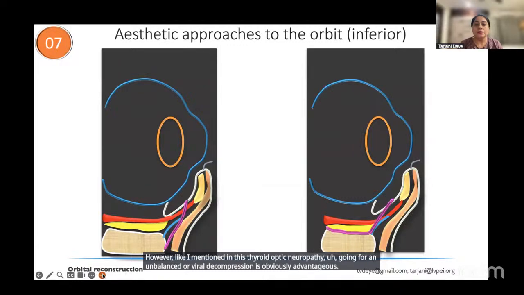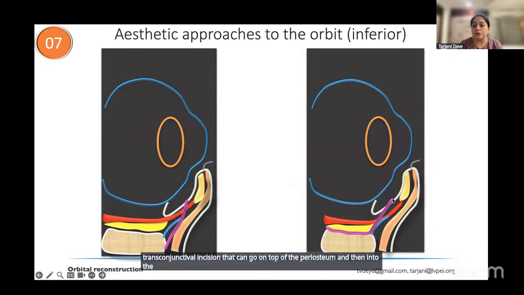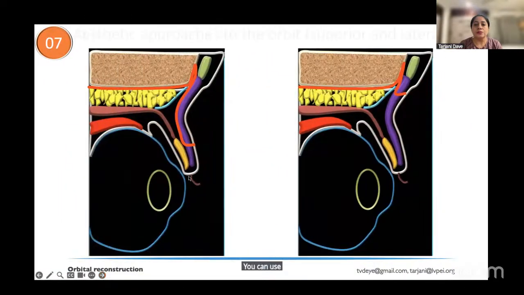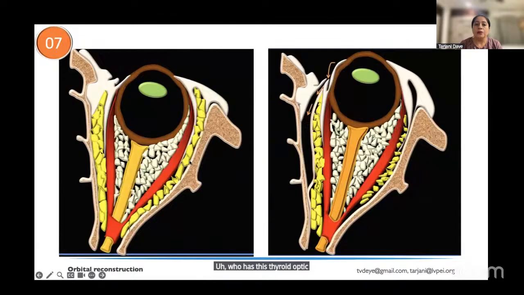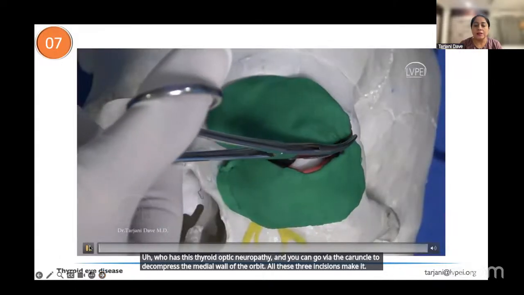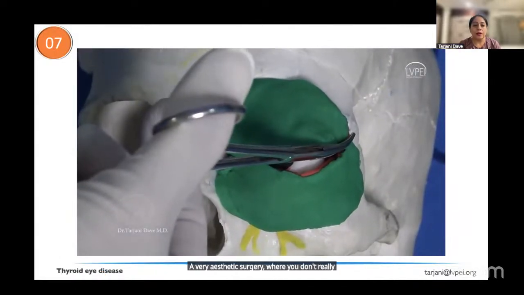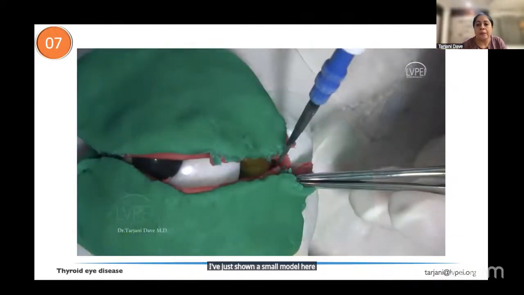You can use incisions which are hidden, like the inferior transconjunctival incision that can go on top of the periosteum and then into the orbit, or straight from the inferior transconjunctival incision into the orbit. You can use incisions which are subciliary to open up the lateral wall if you also want to decompress the lateral wall in a patient who has dysthyroid optic neuropathy. And you can go via the caruncle to decompress the medial wall of the orbit. All these three incisions make it a very aesthetic surgery where you don't really need to give the patient scars. I've just shown a small model here on clay of how you approach.